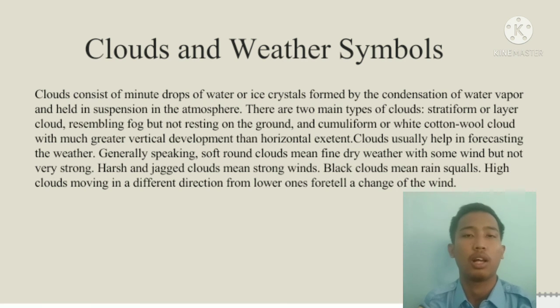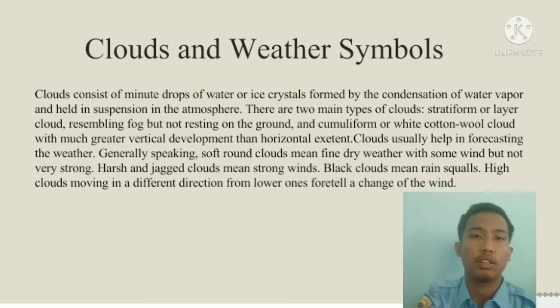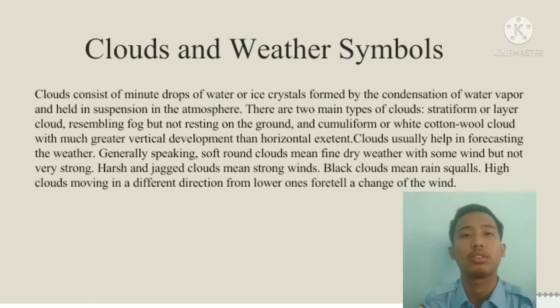Clouds can usually help in forecasting the weather. Generally speaking, white clouds could mean fine dry weather with some wind but not very strong. Thick and checkered clouds mean strong winds. Black clouds mean rain squalls. High clouds moving in a different direction from ours are a sign of a change of the wind.